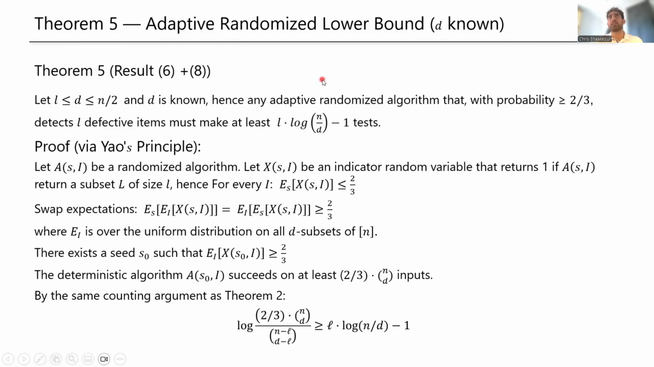Results 6 and 8, because D is known or unknown, it doesn't really matter if D is known or unknown. If D is known, this is the proof. If D is unknown, we can give a certain D that we know that resides in between those numbers and use the same proof. So if D is known, we use this proof. If D is unknown, we predict D within the right range and use this algorithm to prove the same lower bound. So when D is known or D is unknown, we get the same lower bound for the adaptive randomized algorithm.